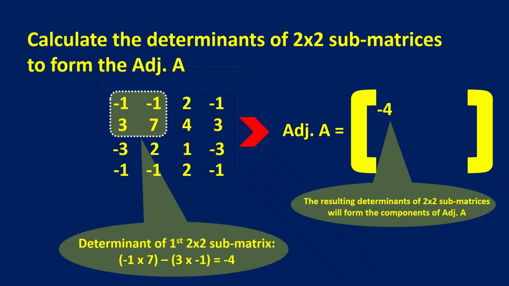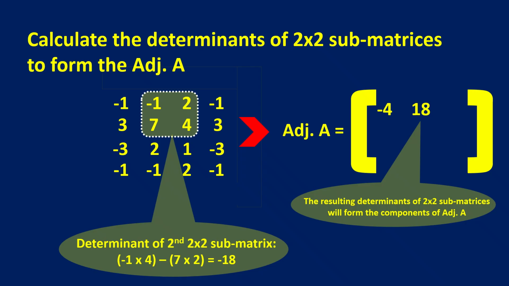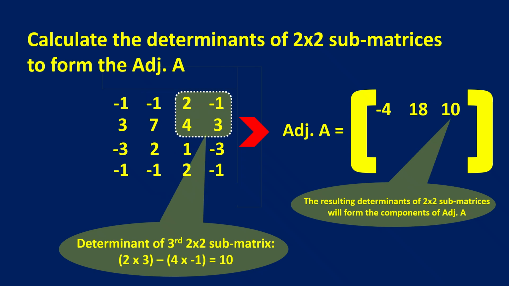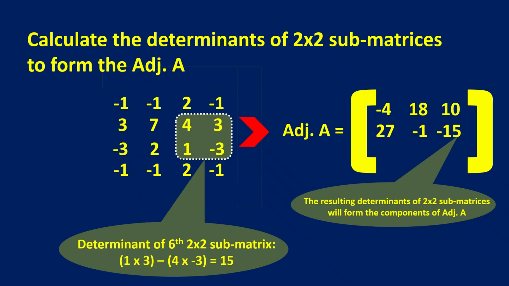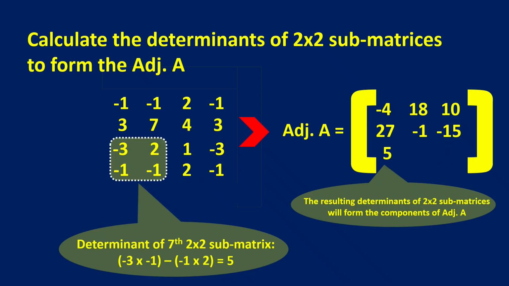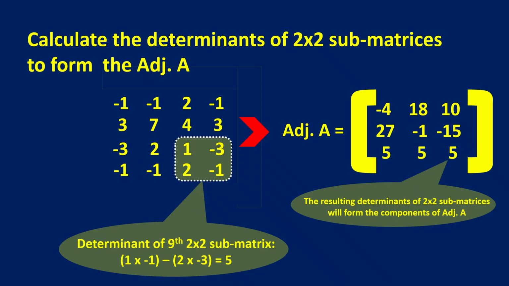And here is the first 2 times 2 submatrix. And we can put the resulting determinant thereof into the adjoint A matrix on the right-hand side of the caption. And moving on to the determinant of the second 2 times 2 submatrix. And here's the third one, the fourth one, and so on, and so on. And finally, here's the determinant of the last 2 times 2 submatrix, and we put the resulting determinant into the adjoint A matrix.